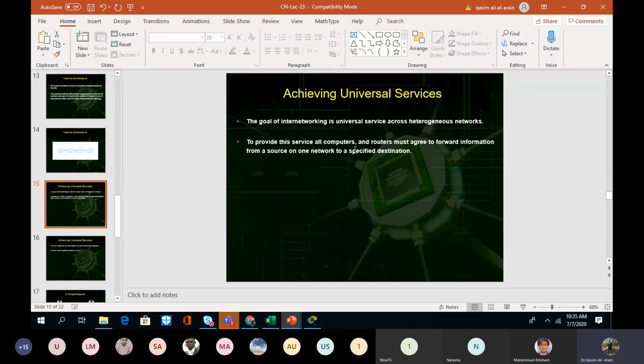So achieving universal services. The goal of internetworking is universal service across heterogeneous networks.